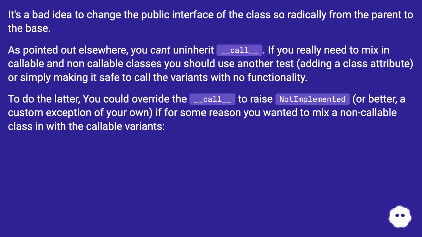It's a bad idea to change the public interface of the class so radically from the parent to the child. As pointed out elsewhere, you can uninherit __call__. If you really need to mix in callable and non-callable classes, you should use another test, adding a class attribute, or simply making it safe to call the variants with no functionality. To do the latter, you could override __call__ to raise NotImplementedError, or better, a custom exception of your own, if for some reason you wanted to mix a non-callable class in with the callable variants.